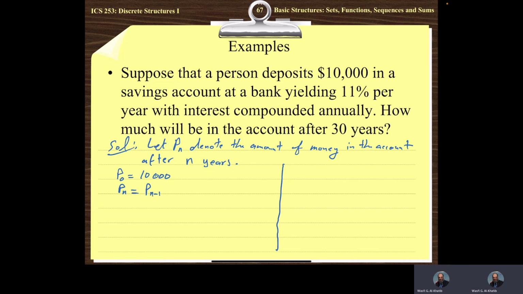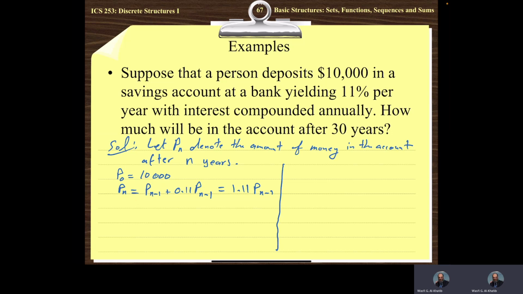1.11. Basically, it's P_{n-1}, the amount that was saved in year n minus 1, plus 0.11 of what is in that year, right? If we add, we get 1.11 P_{n-1}. This is basically the recurrence equation, or the recurrence relation. So now we found the recurrence relation and the initial value. Now we need to solve it.